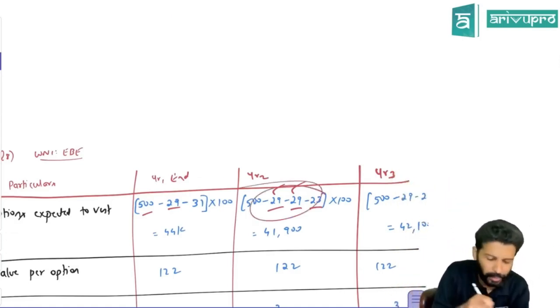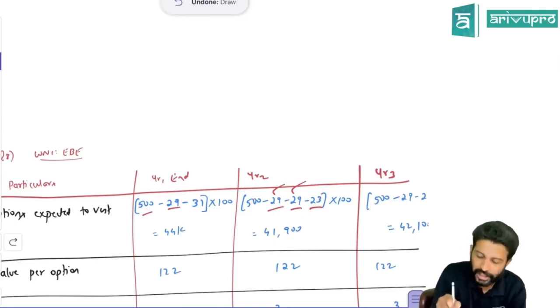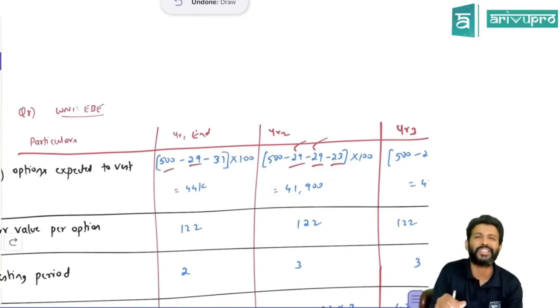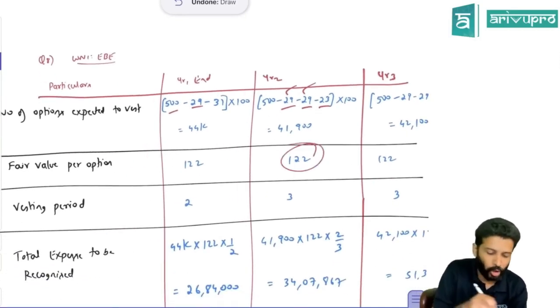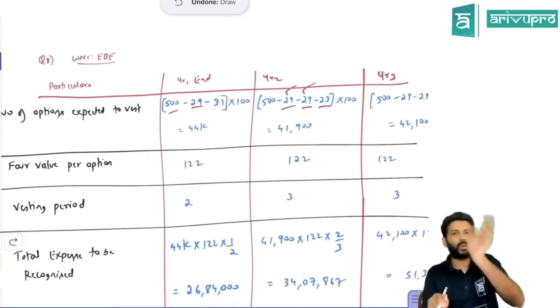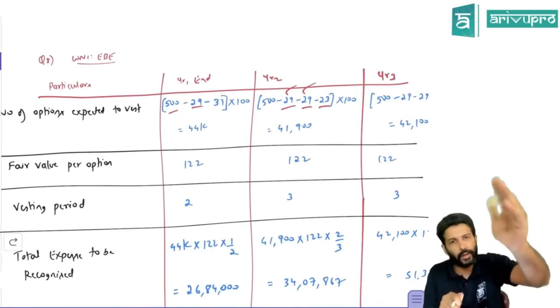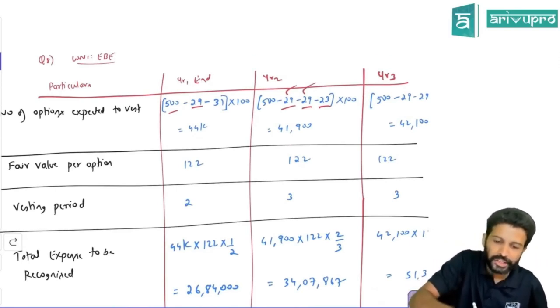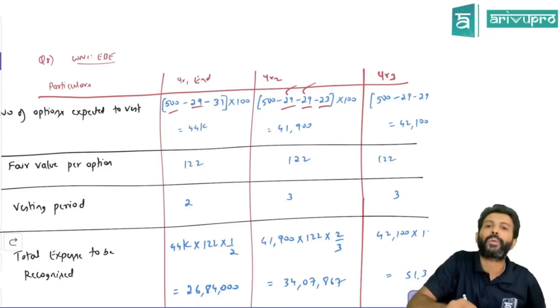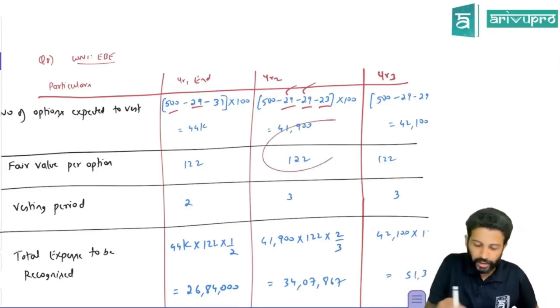So this many number of employees are expected to stay, and each employee is eligible to buy 100 shares. So the number of options expected to vest is 41,900. Fair value or loss is still the same because there's an equity shares. We don't remeasure it at end of every year. Once you find out, you only have to take grant date fair value and do the accounting. So 41,900 shares are expected to vest, and the loss on one share is 122. If you multiply, you're going to get total loss.